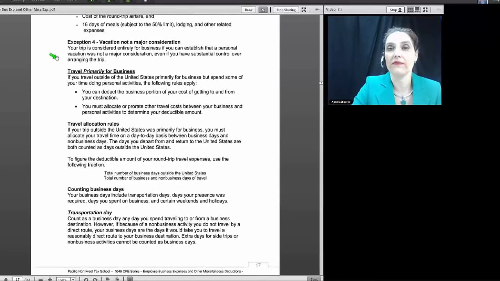Exception number 4, vacation was just not a major consideration. Your trip is considered entirely for business if you can establish that a personal vacation was not a major consideration, even if you have substantial control over arranging the trip.